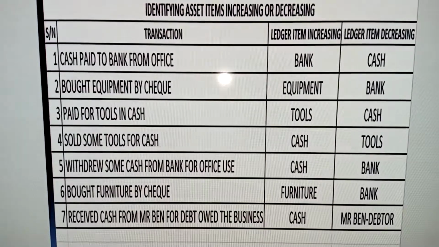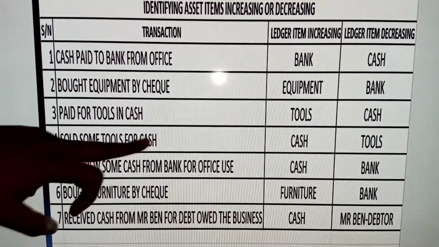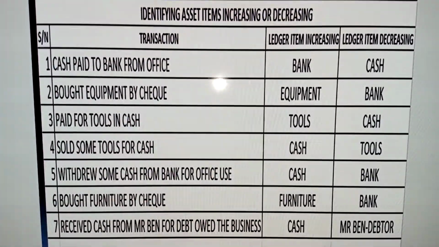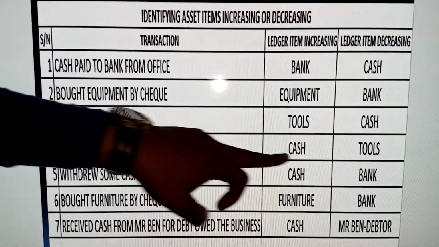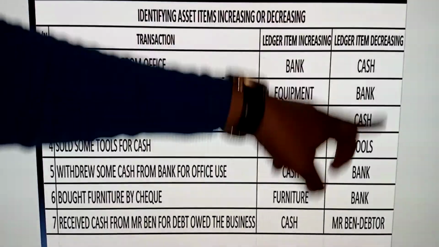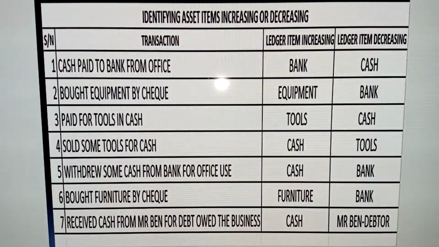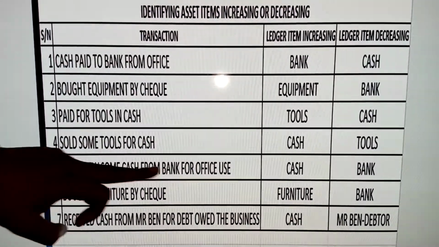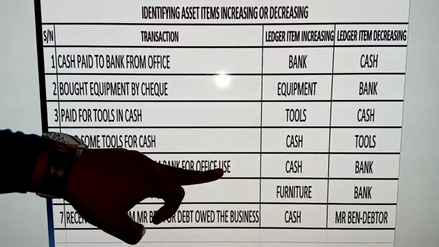Then we have sold some tools for cash. Now if you sell tools, that means the tools will decrease. And then cash here, when you sell it, you receive cash. Cash will what? Increase. So the increasing ledger item here is cash. Decreasing ledger item here is what? Tools.